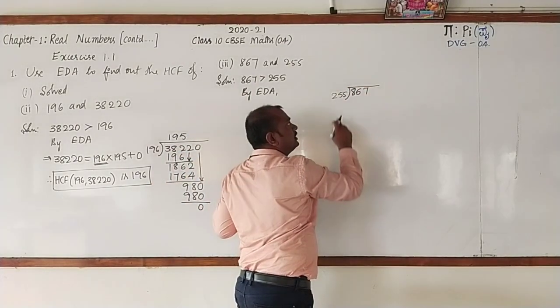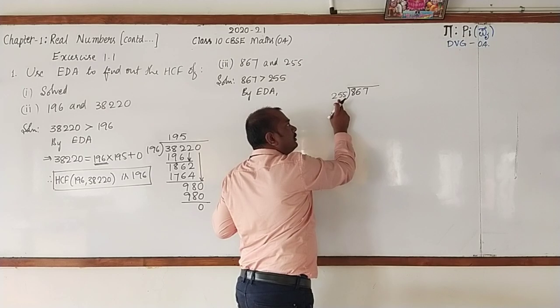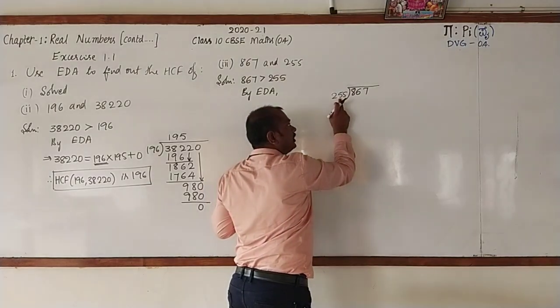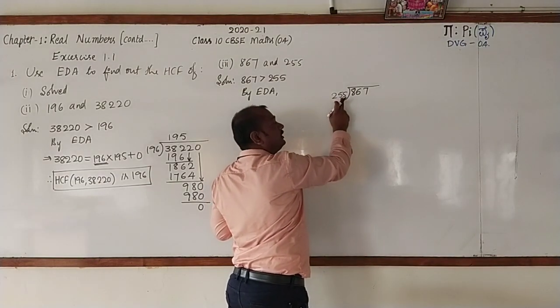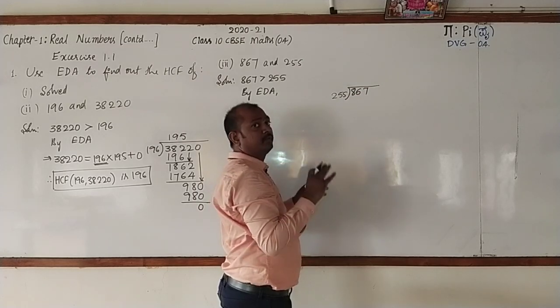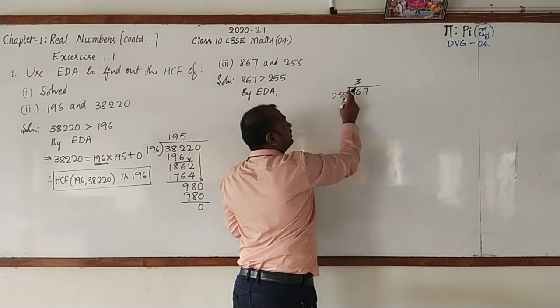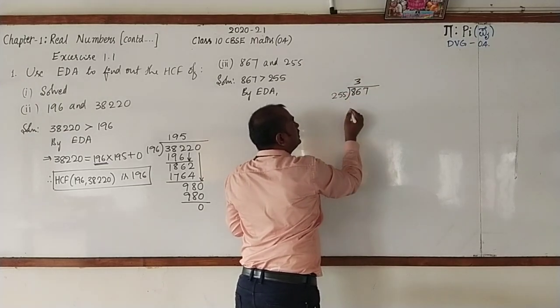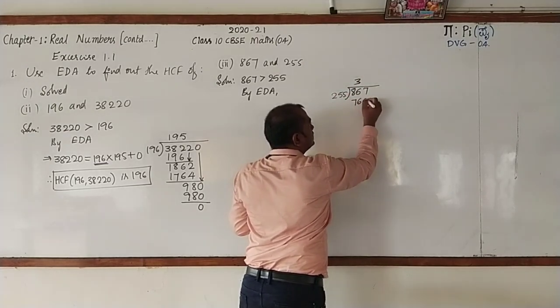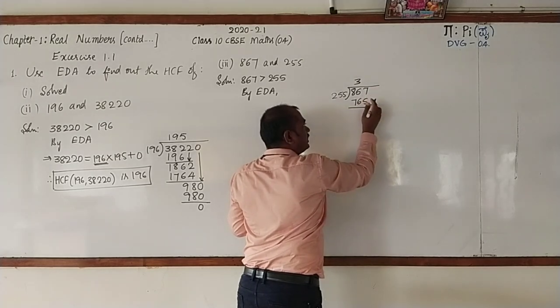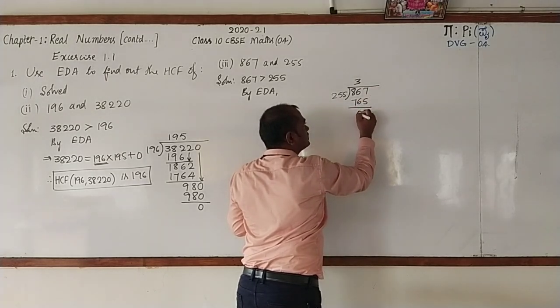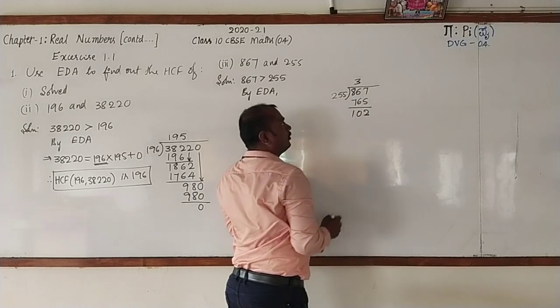255, how much are? See the double, if you go for doubling, it is 500, almost close to 500. Next, tripling, 750. 4 times, it will cross 1000. Hence, 3s are. 255, 3s are, it is 765. Now, 7 minus 5, 2. 6 minus 6, 0. 8 minus 7, 1.